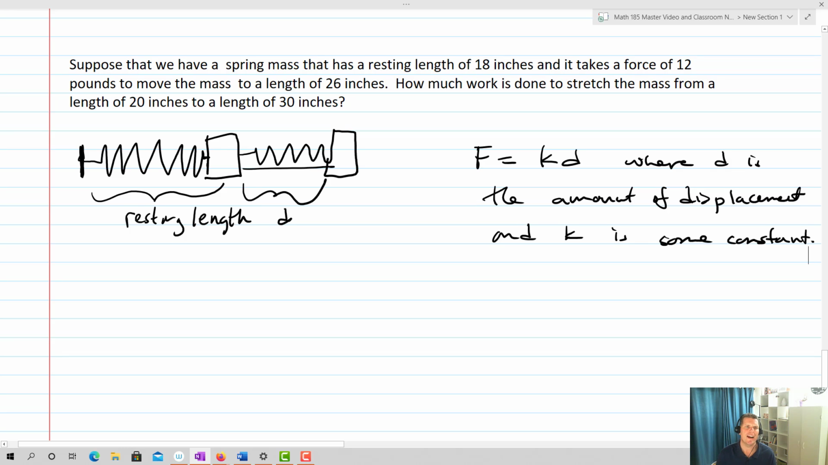So we're going to be finding K each and every time. That's one of the things we're going to end up doing. So we're going to utilize this fact because what we know is we have this thing.